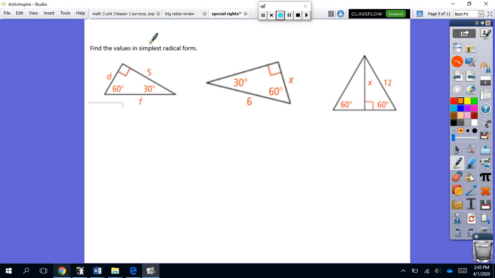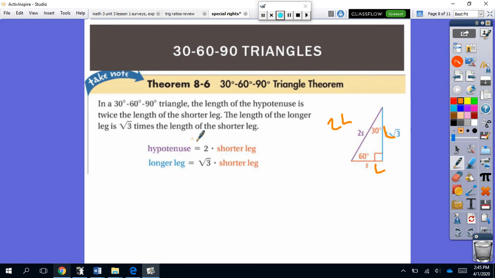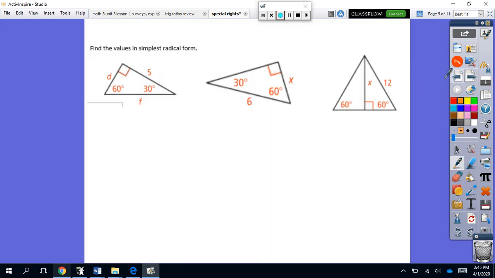Find the values in the simplest radical form. So we're not going to have decimals, we're going to have simplest radical form. They tell us these are all 30, 60, 90s. We've got F, which is the hypotenuse. Remember, the hypotenuse is 2 times the shorter leg, so 2L. The shorter leg is D in this case. So the longer leg is L square root of 3. It looks like we're going to have to solve for L using that.